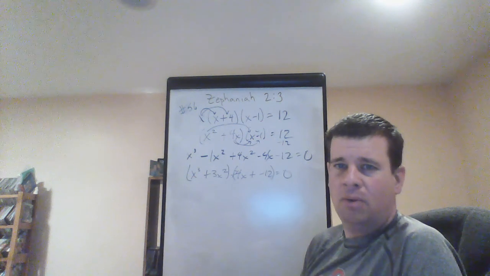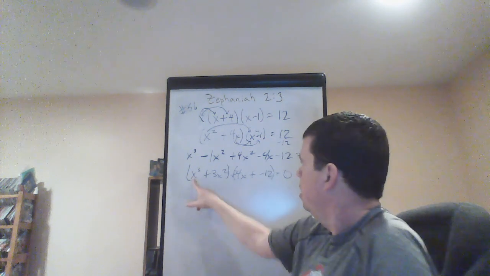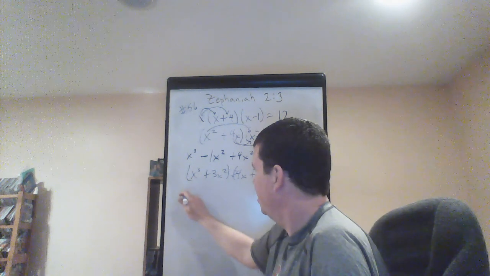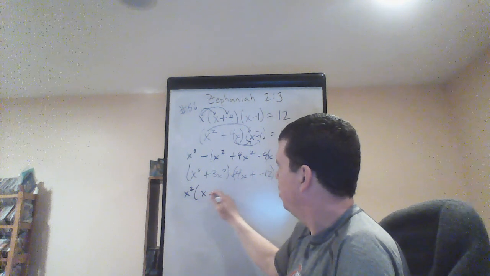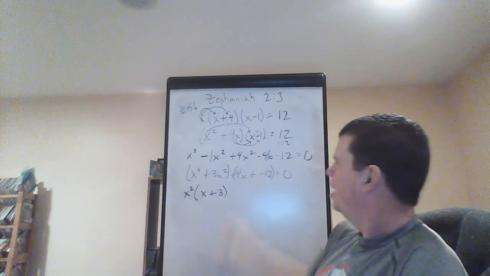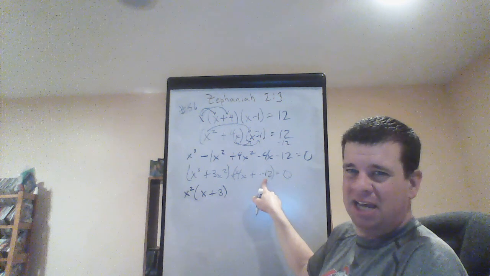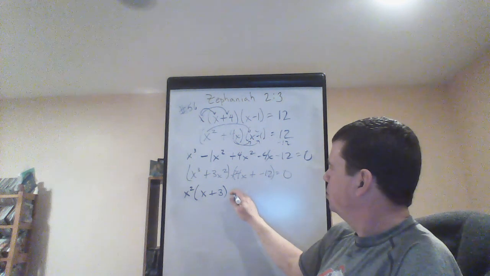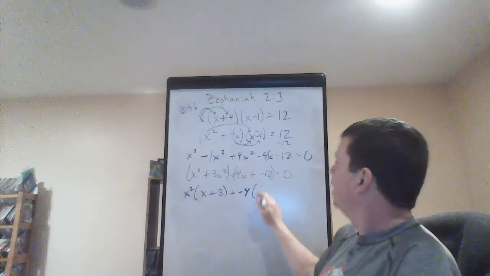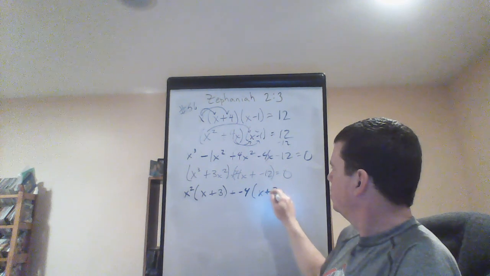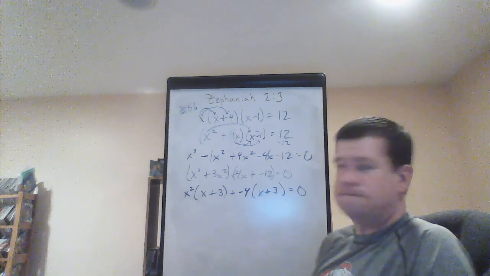So x cubed plus 3x squared, what can I factor out there? Well, it looks like I can take out an x squared, and that'll leave me x plus 3. And now negative 4x and negative 12 actually looks like I can take out a negative 4, leaving x plus 3.